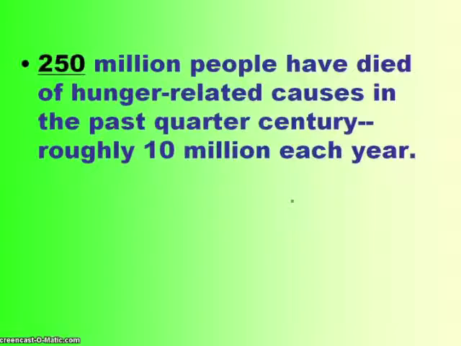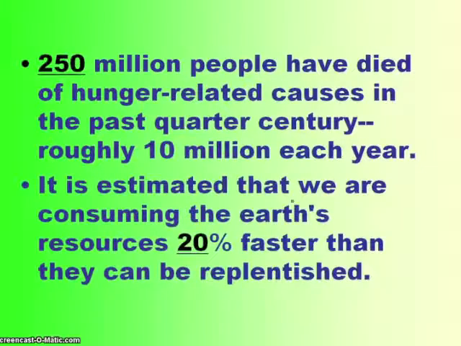And a lot of people argue that we produce more than enough food to feed the entire world. It's just getting the food there, and war and other things are preventing food from getting to the people that truly need it. Now, it's estimated that we are consuming the Earth's resources 20% faster than it can be replenished. At this rate, we're not going to have resources for a lot longer.